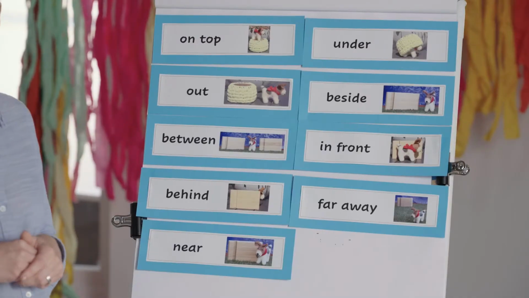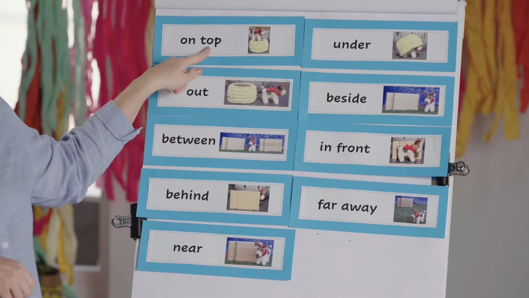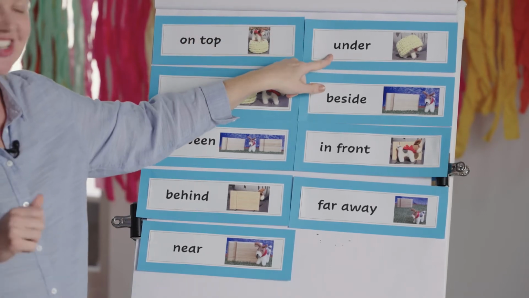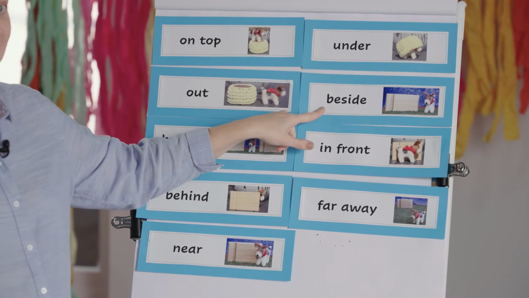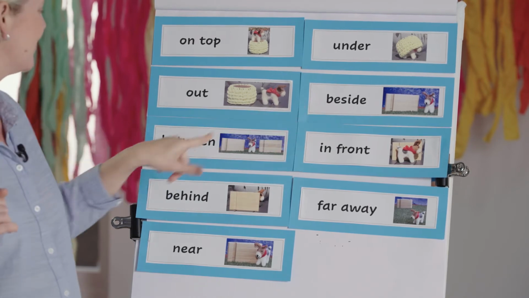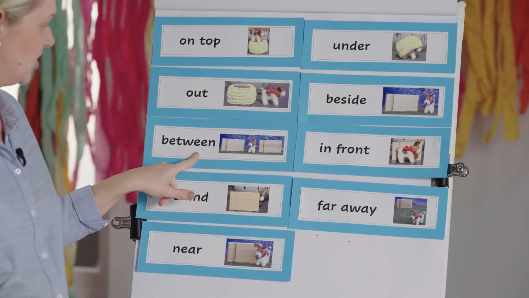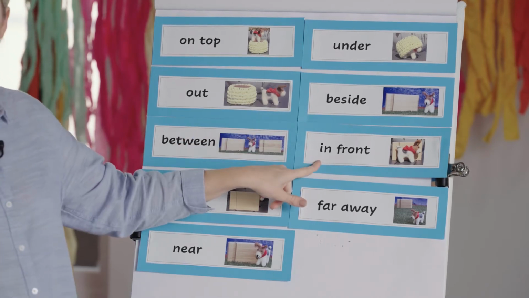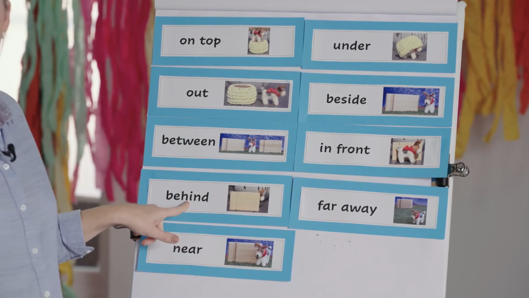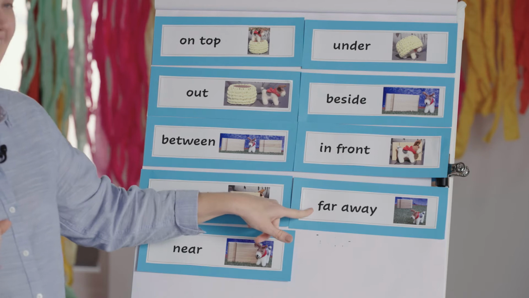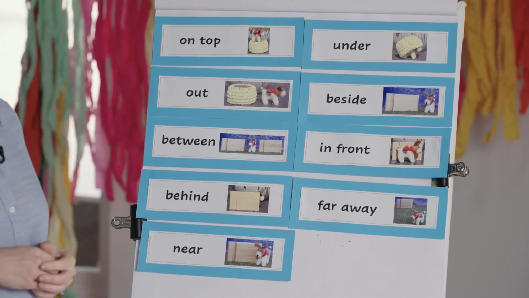Great job. So, we had a go at putting Ollie on top of the bed, under the chair, out of bed, beside the bed or next to. We put Ollie between the bed and the chair. We put her in front of the bed. Ollie was put behind the bed and far away from the bed and near the bed.